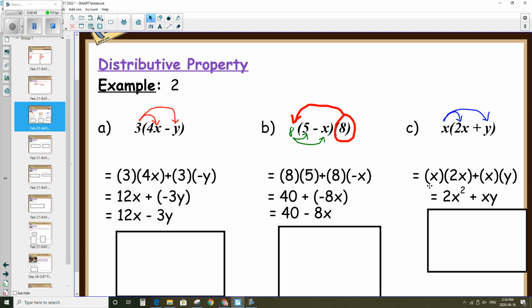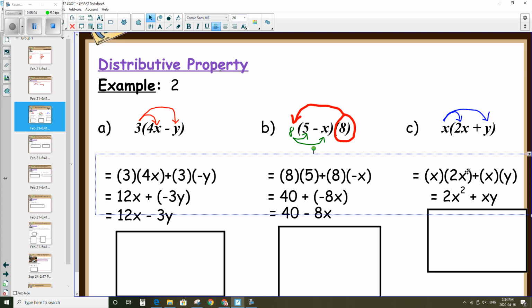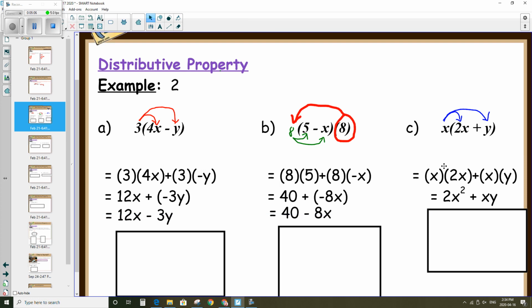And so for here, you need to remember your rules for multiplying monomials, right? That was in the last lesson. X times 2x, you're adding the exponents on the x's, right? It's the same base. They have a little 1 on top of them, right? So 1 plus 1 is 2. That's why it's 2x squared.